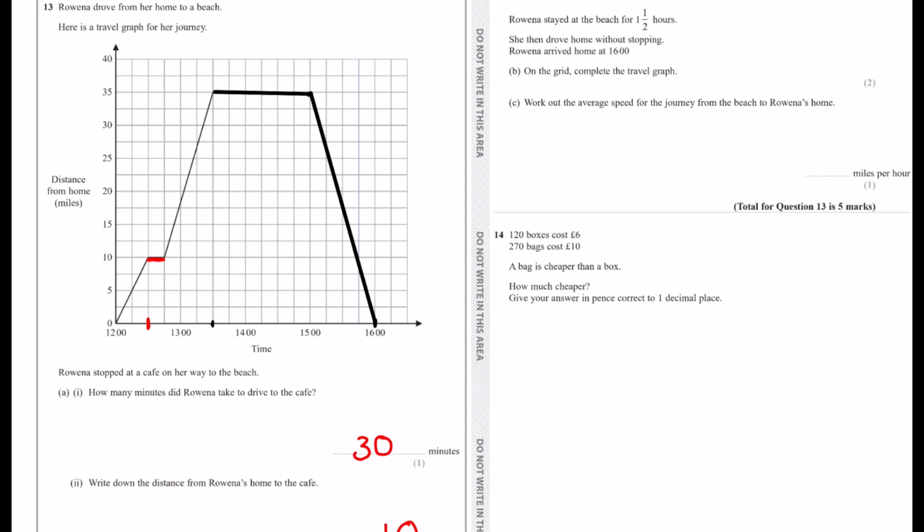Work out the average speed, so that's the travel graph done. Work out the average speed for the journey from the beach back to her house. So she went 35 miles, and it was 3 o'clock to 4 o'clock, in 1 hour. And we're measuring speed in how many miles we go per hour, miles per hour. So 35 miles in 1 hour is 35 miles per hour.